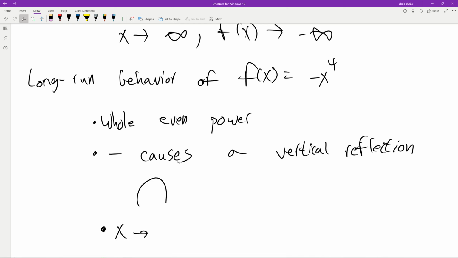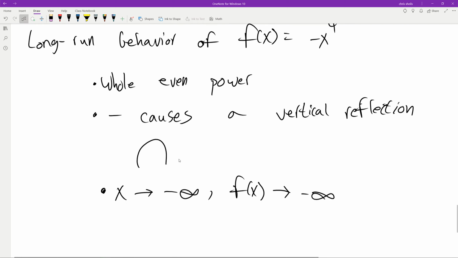So as x approaches negative infinity, f of x is also going to approach negative infinity. And as x approaches positive infinity, f of x is going to approach negative infinity.